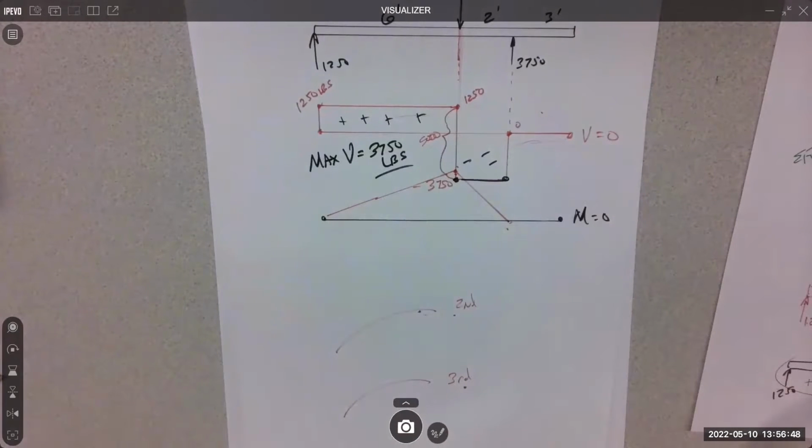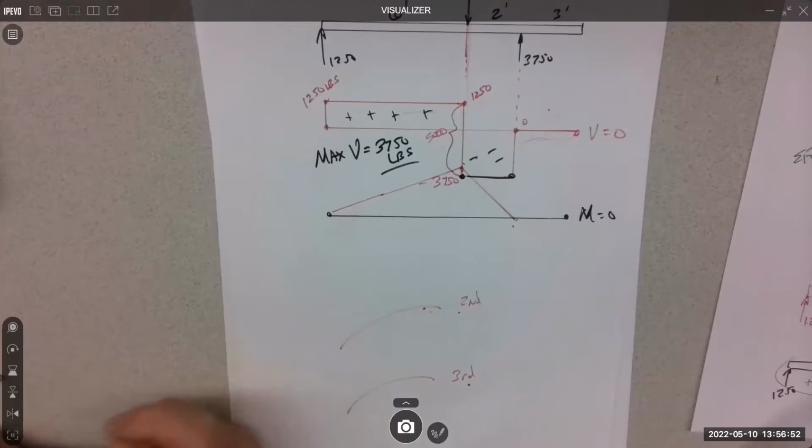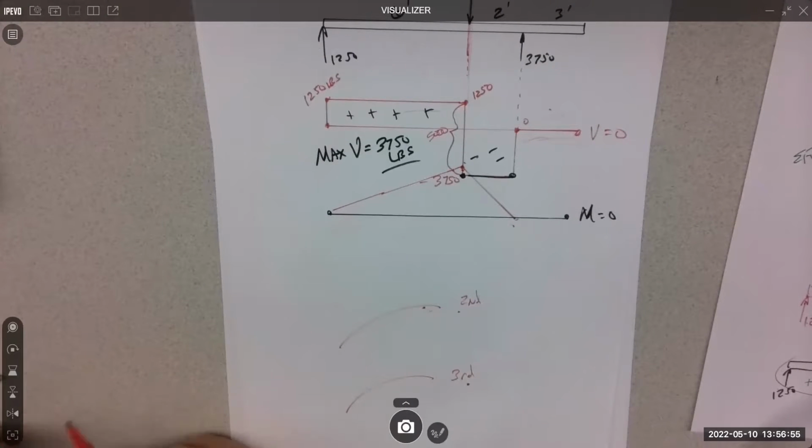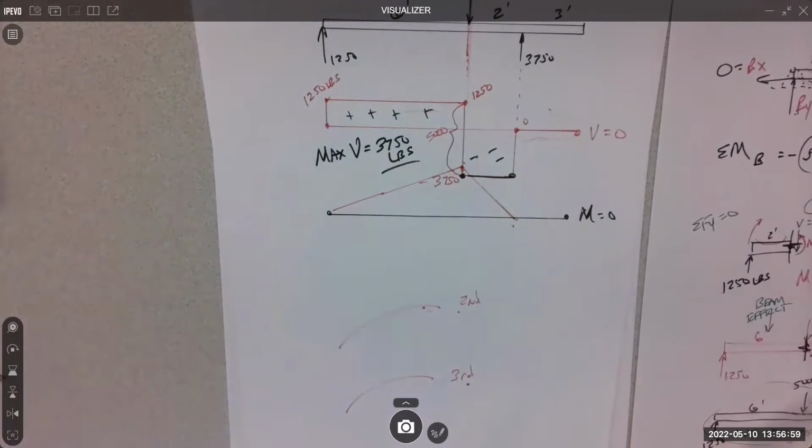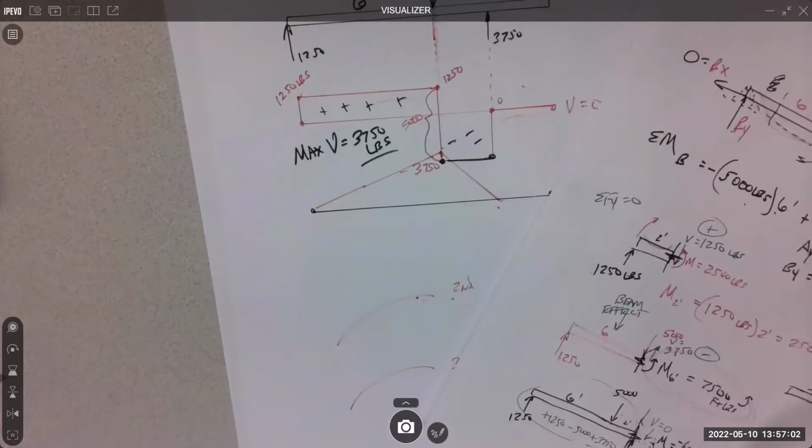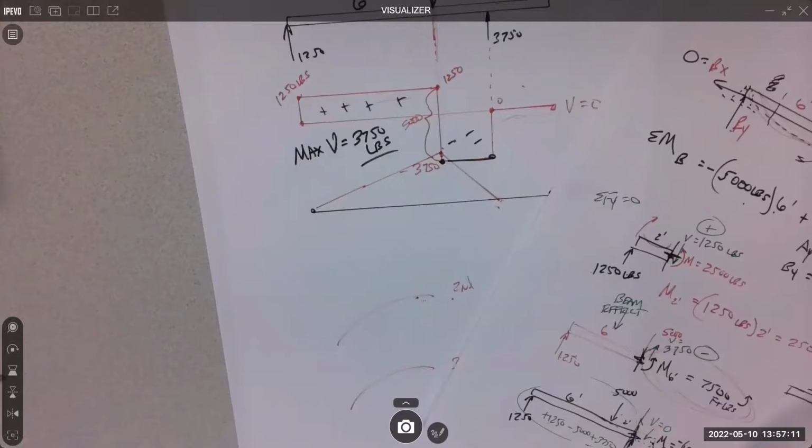Whew, that was good. That was a lot. So we'll practice it. Any specific questions right now? You just absorb that and do a couple. The book actually has you do internal moment and shear by our first method. Hey, what's the moment at 6 feet? What's the moment at 8 feet? So that's good practice. We'll do one of those.